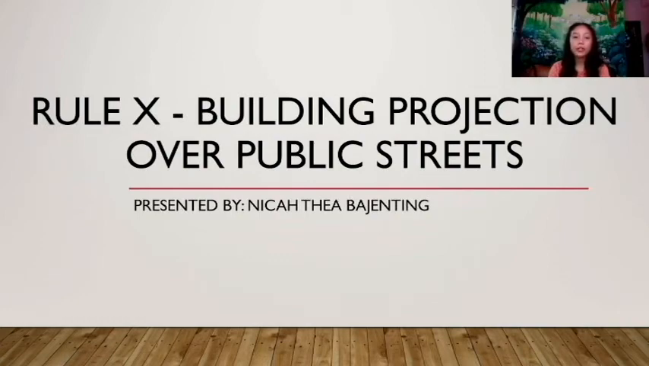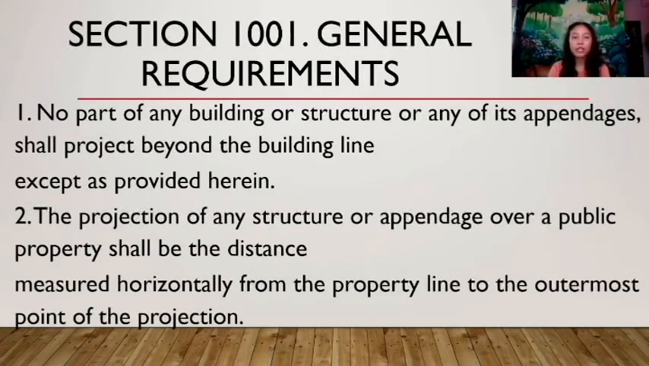Talks about the building projections over public street. So, Section 1001, General Requirements. Number 1, no part of any building or structure or any of its appendages shall project beyond the building line, except as provided herein. Number 2, the projection of any structure or appendage over a public property shall be the distance measured horizontally from the property line to the outermost point of the projection.